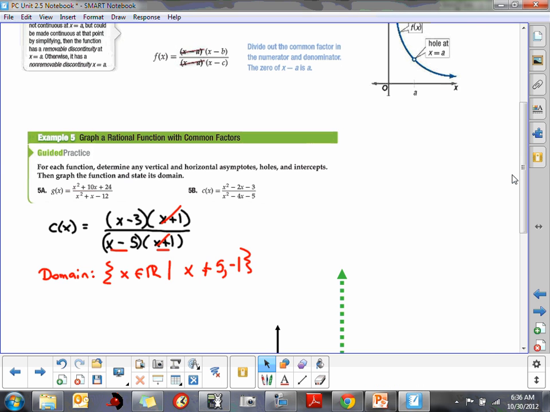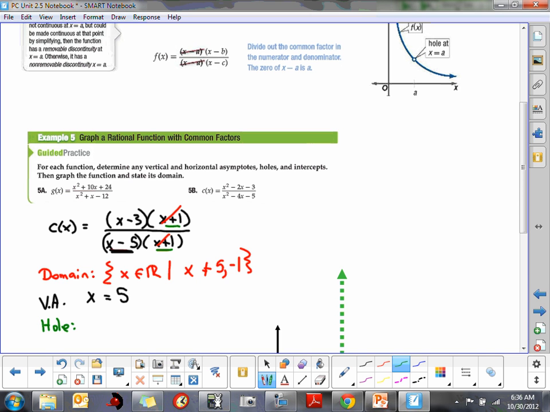Next thing we want is the location of the vertical asymptote. The only vertical asymptote we have is where our associated 0 is equal to x minus 5, and that means we have a vertical asymptote at x equals 5. We also have the location of a hole in this graph. So we have a hole at the location of the associated 0 with our common factors, so that means when x equals -1.